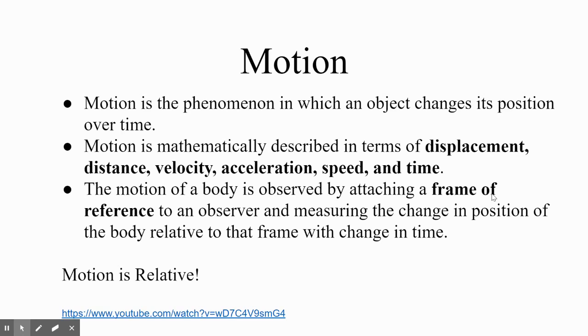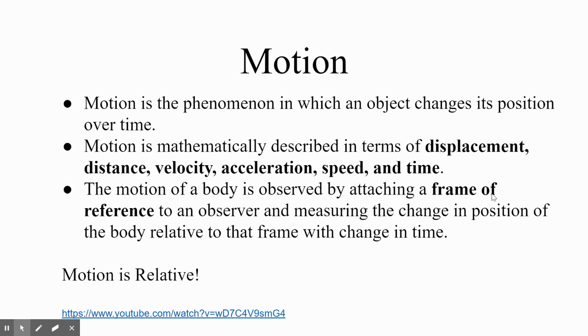So when you see a moving object, let's say for example, a ball rolling across the floor. How fast is that ball moving? Which direction is it moving? Is it moving away from you or towards you? And how we describe the motion of that ball depends on where you're at.